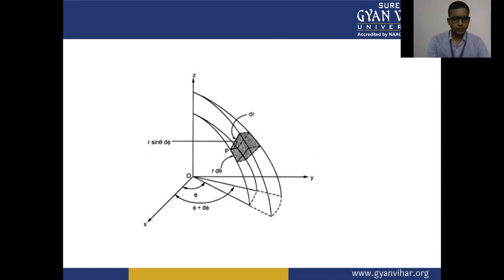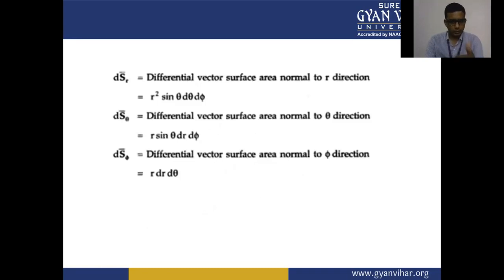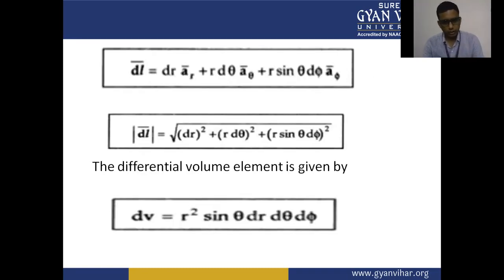This is the representation of the volume in the sphere. We have cut a rectangular three-dimensional piece in the sphere. So we are able to find the volume at P, that is dr times r d theta times r sine theta d phi. So this is the representation of our volume.